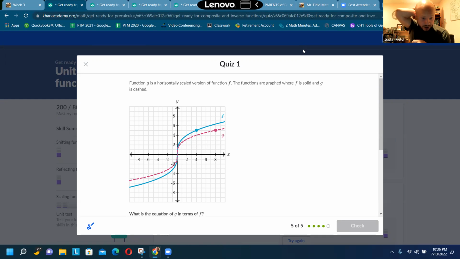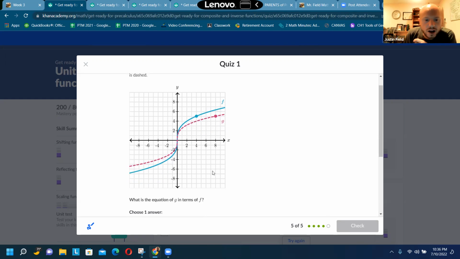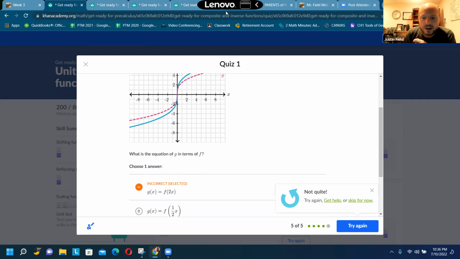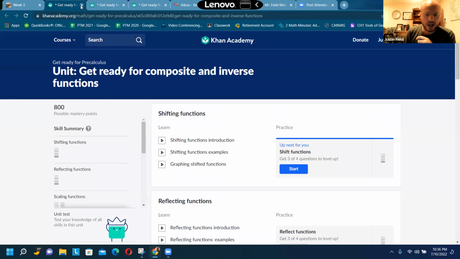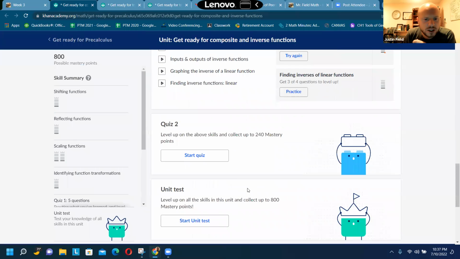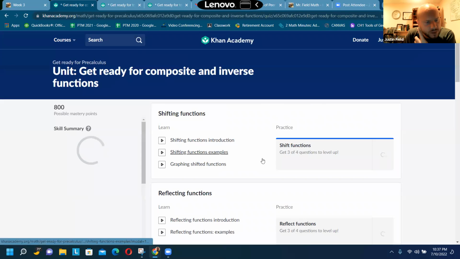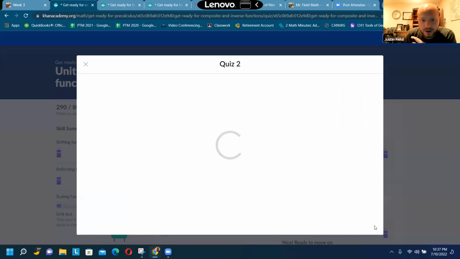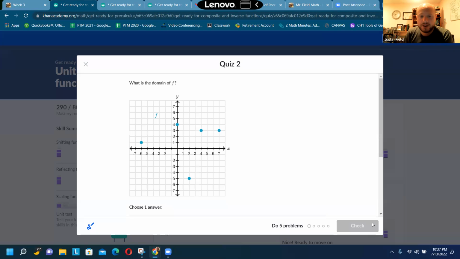Function g is a horizontally scaled version of function f. You can figure that one out. Now, moving on to function quiz 2, which I've not done yet. So I may scratch my head a little. It's okay. All right, what is the domain of f?